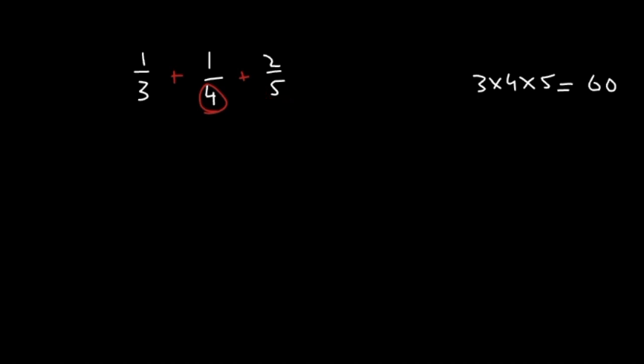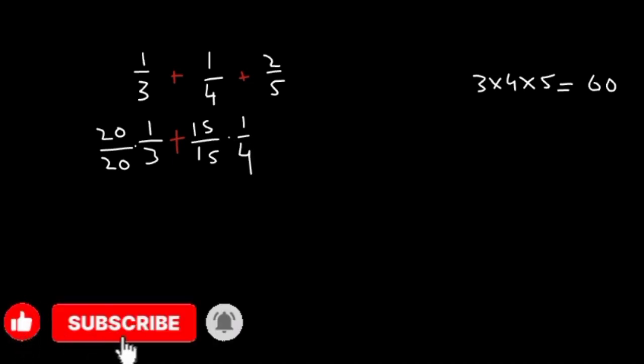So we multiply 4 and 5, and it will become 20. So we multiply 20 over 20 with the first term, 1 over 3. Then plus, we multiply the two denominators 3 and 5, which will become 15, and then multiply 15 over 15 with the second term, 1 over 4.